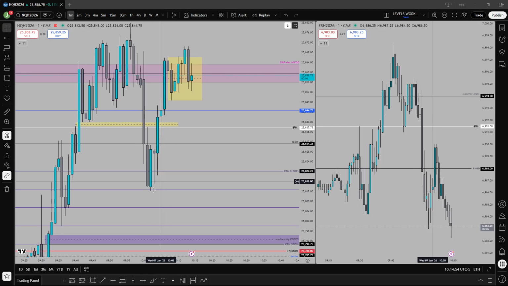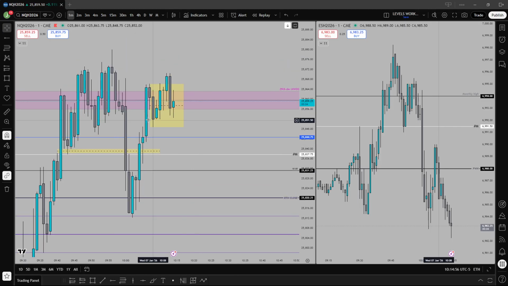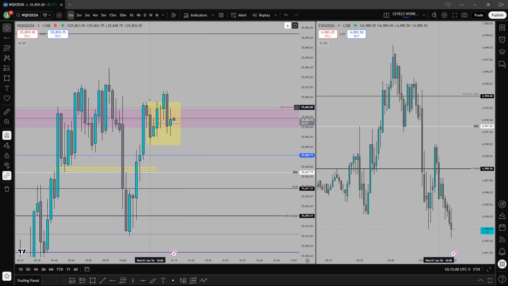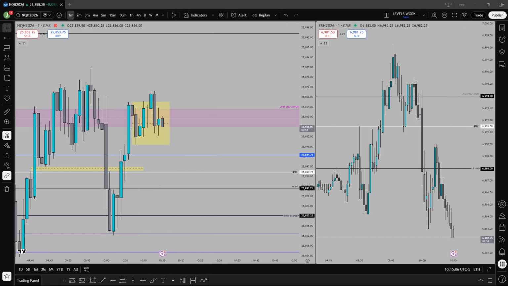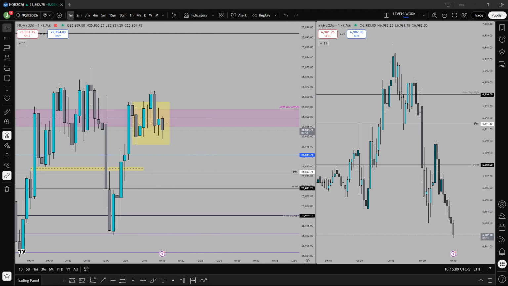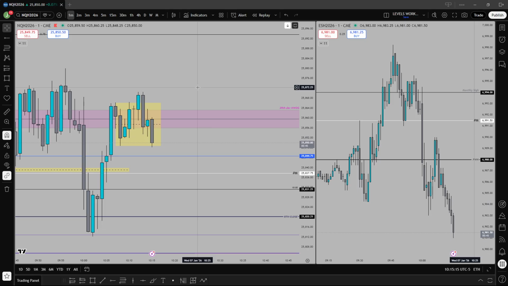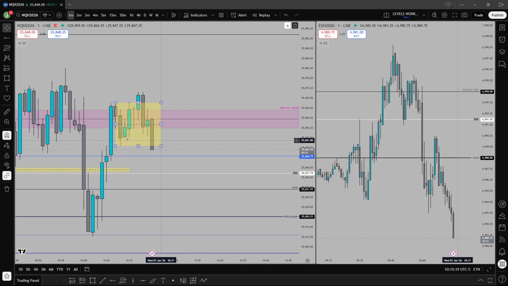Look at the bodies. In ES, we cleared this low while NQ is hanging tight, and it's just waiting for ES to maybe catch up or something. So if we were in a trade, it would be our stop loss and we would be out.